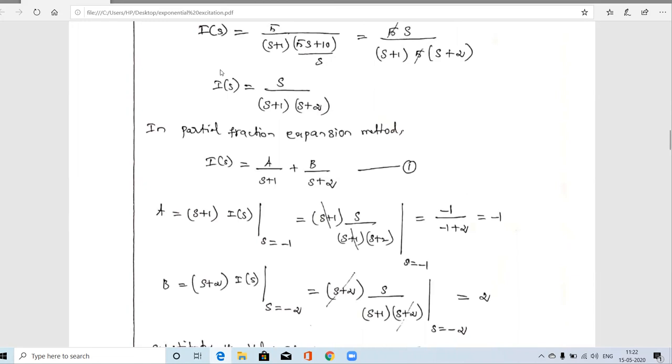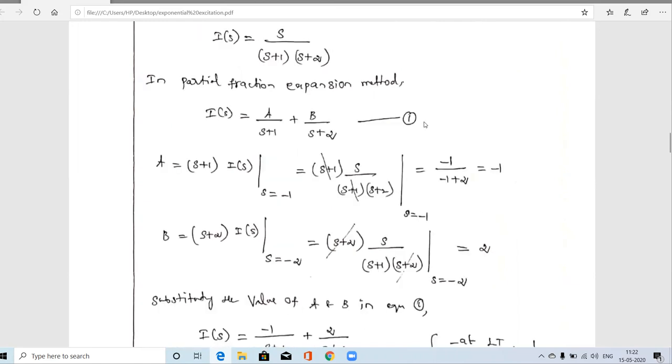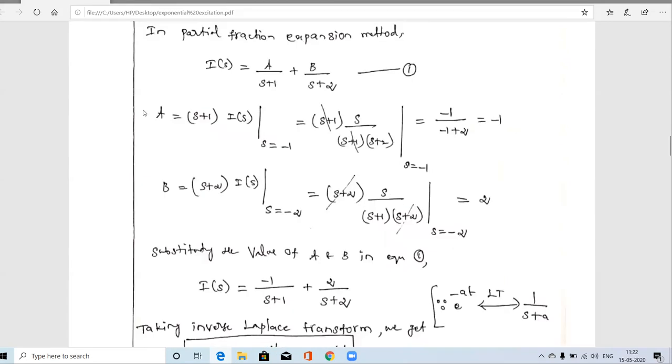So what is the next step? We have to write this I of s as an addition of single-order polynomials using the partial fraction method. In the partial fraction method, the I of s term can be written as the constant a by the first term plus b by the second term. Similarly, if a third term is there, we write plus c divided by the third term. So consider this equation number 1.